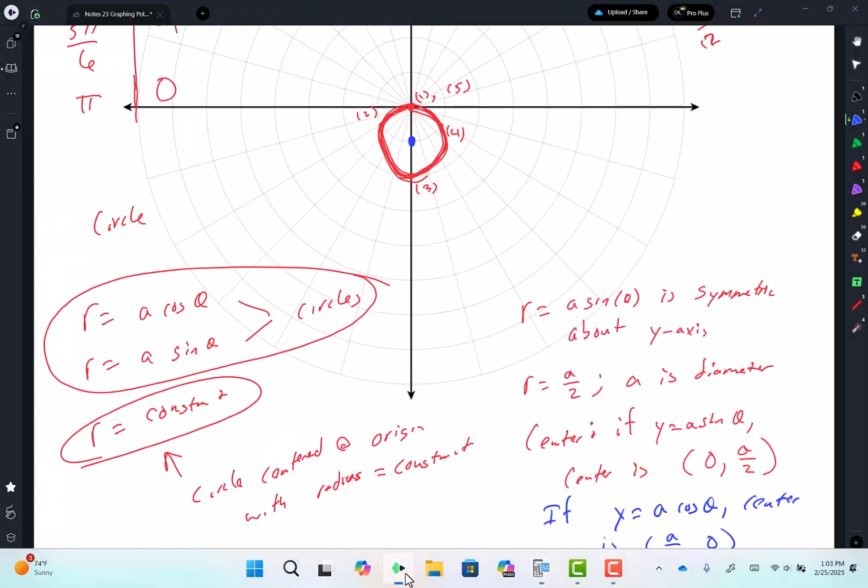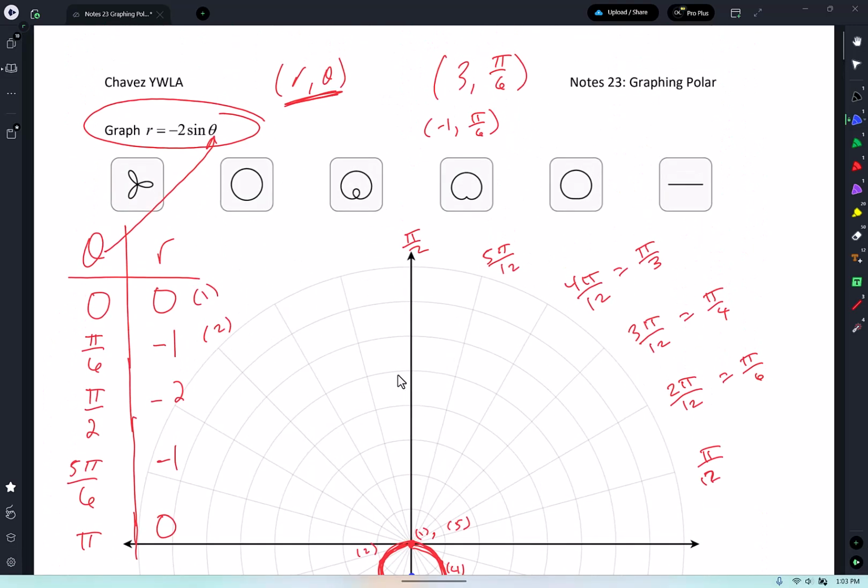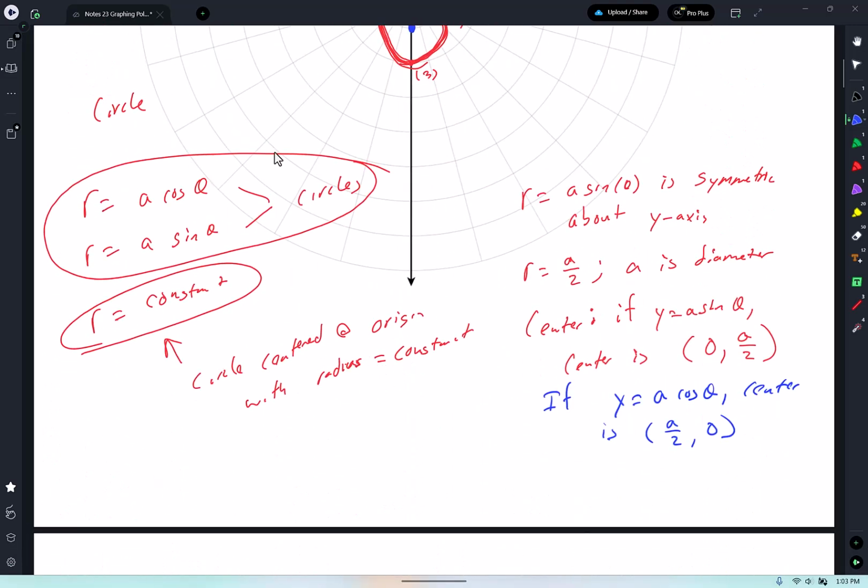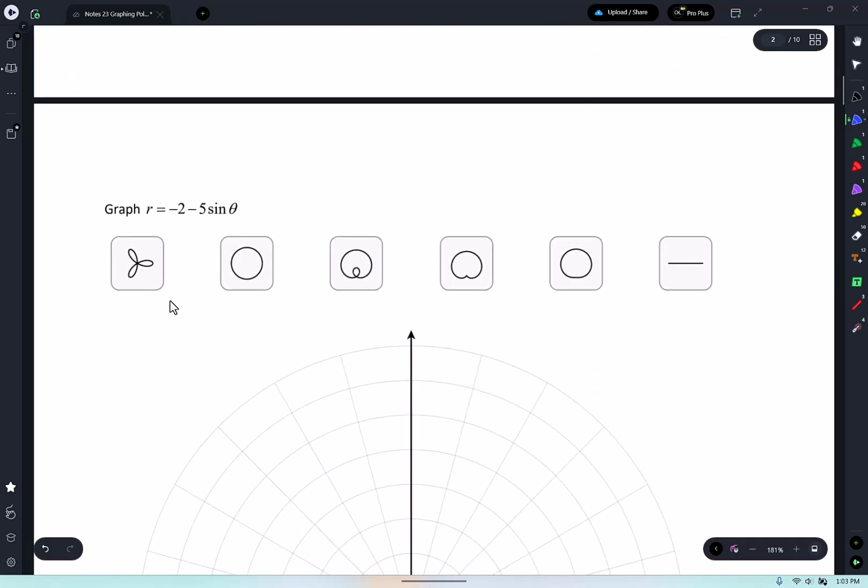So all of them that look like this, here it is. You got it right there in your notes. If it looks like a cosine theta or a sine theta, it's going to be a circle. If you have r equals 3, it's going to be centered at the origin with a radius of 3. Those are the easy ones. Cool? Okay, I'm going to jump to this one.